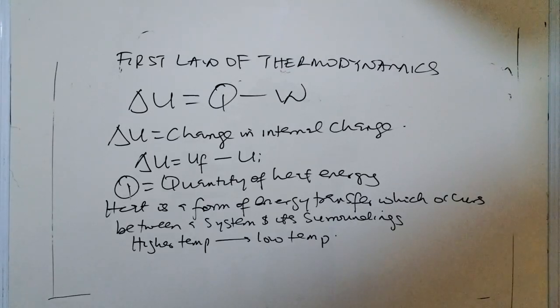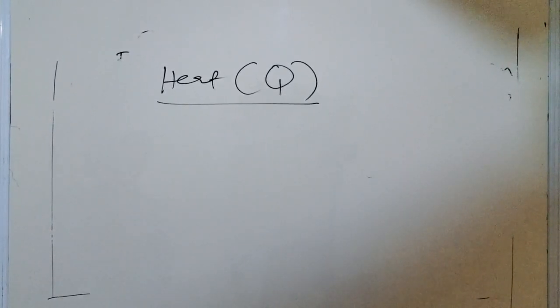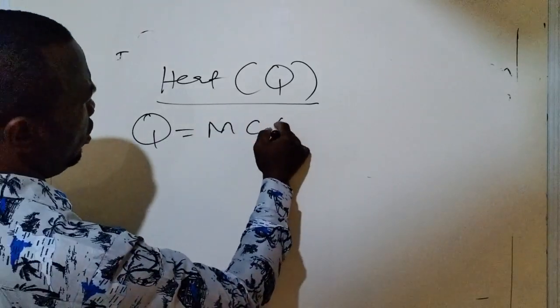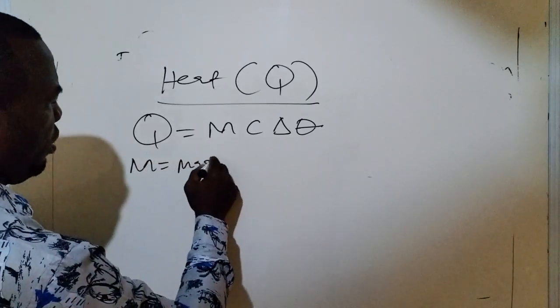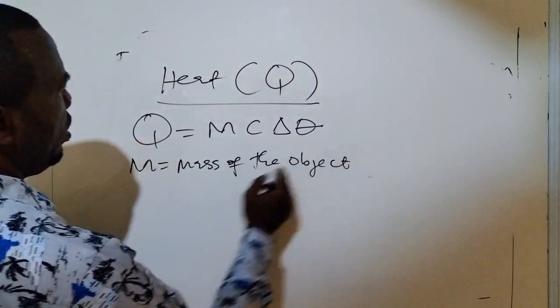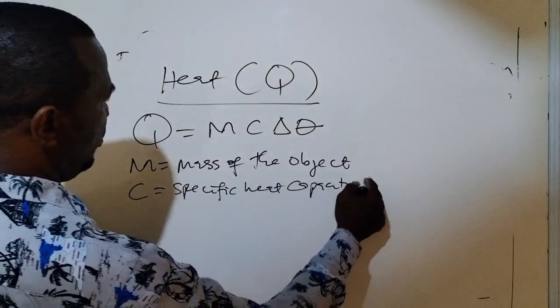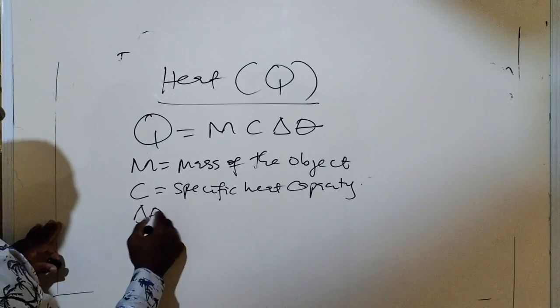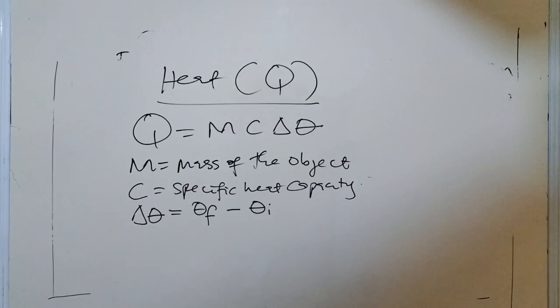Now, looking at heat, the quantity of heat absorbed or given out by a body can be calculated using the formula Q = mc delta theta. We use that formula to find the amount of heat an object loses or gains, where m is the mass of the body or object, c is the specific heat capacity of the object, which is a constant, and delta theta is the change in temperature, which is the final temperature minus the initial temperature. So let's take a question with respect to that.